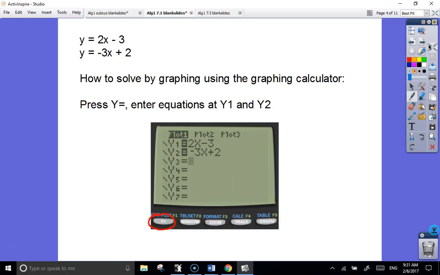So make it look like that, right? And then once you do that, you could hit graph and see what you see. Now, Felicity's is zoomed out, kind of funny. If you want to get it back to the normal look, do zoom 6. The zoom is right there. Zoom 6. And then it'll pull it out anyways.